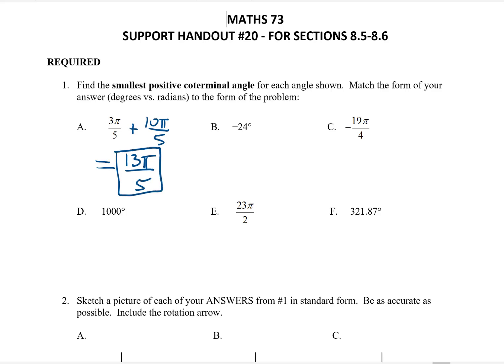Letter B, I have a negative angle in degrees. To get that positive coterminal angle, all I would have to do is add 360. And when I do that, I'm going to get 336 degrees.